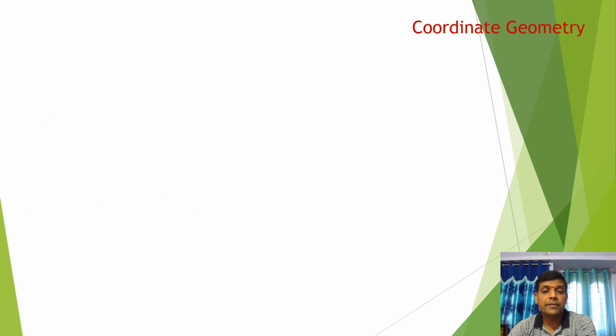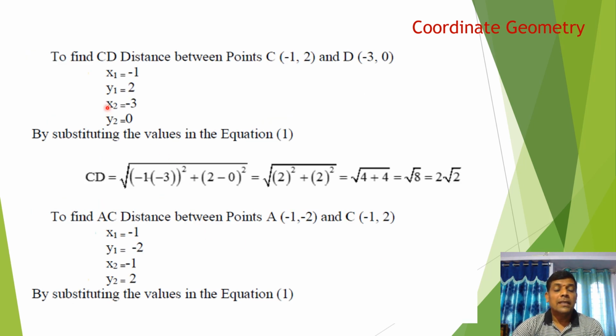Coming to next point. Distance between C and D. So what are the points of C and D? Yes, C is minus 1 comma 2 and D is minus 3 comma 0. So write down the coordinates. x1 is equal to minus 1, y1 is equal to 2, x2 is equal to minus 3 and y2 is equal to 0. So substitute the coordinates in the given distance formula.